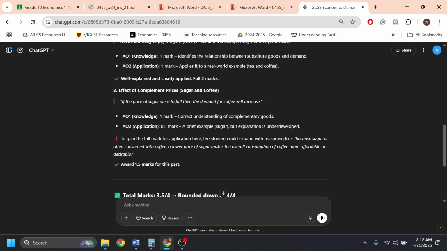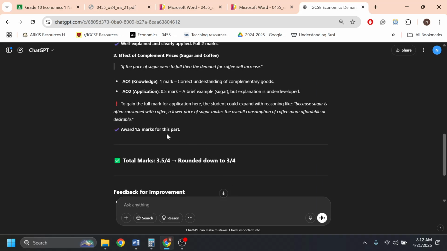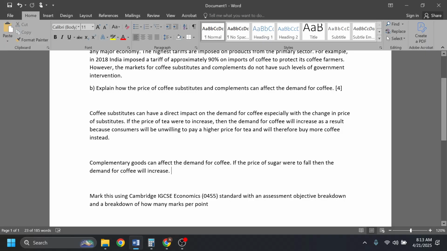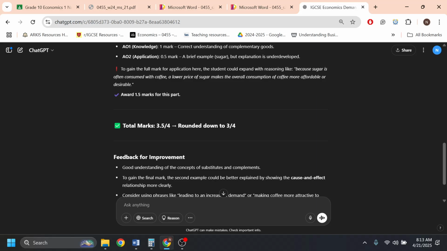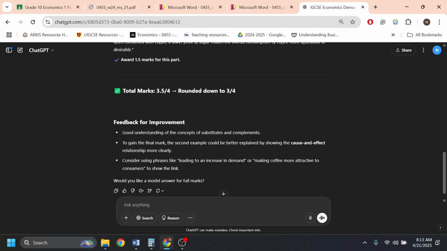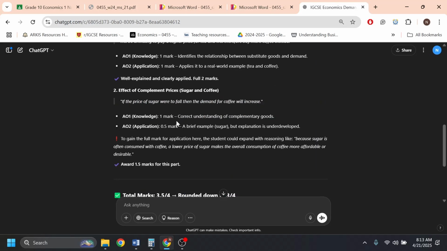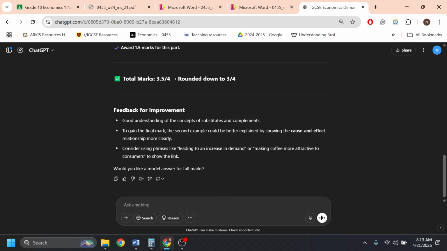Right? It does show an understanding of complementary goods, but that is not enough for such a question. They gave a half mark for that. That's too generous in my opinion. But they did make it up by saying rounded down to 3 out of 4. I agree that this is a 3 out of 4 answer. But here they'll tell you why it is, how you can improve it to 4 out of 4, right? Or over here, for example, right? So this is an accurate mark as far as I'm concerned.